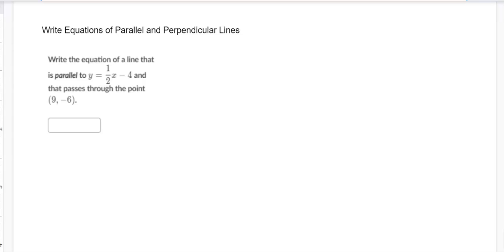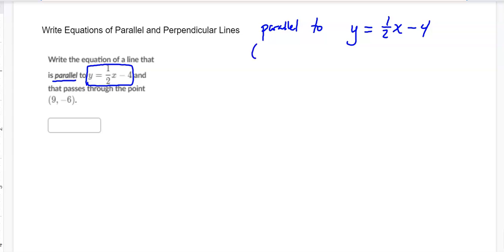First thing is, it says, write the equation of a line that is parallel to this equation. I'm going to write that a little bigger over here. So I need to be parallel to this guy: y equals 1/2 x minus 4. Now, parallel basically says you've got to be the same slope. That's what parallel means. So I look at the blue equation, and I need my equation to have a slope of 1/2. So the new equation has to have a slope of 1/2.